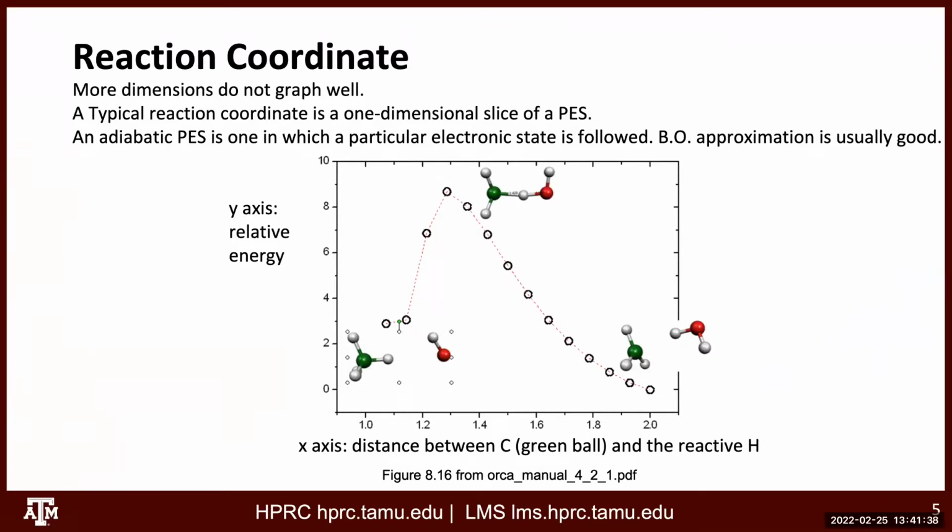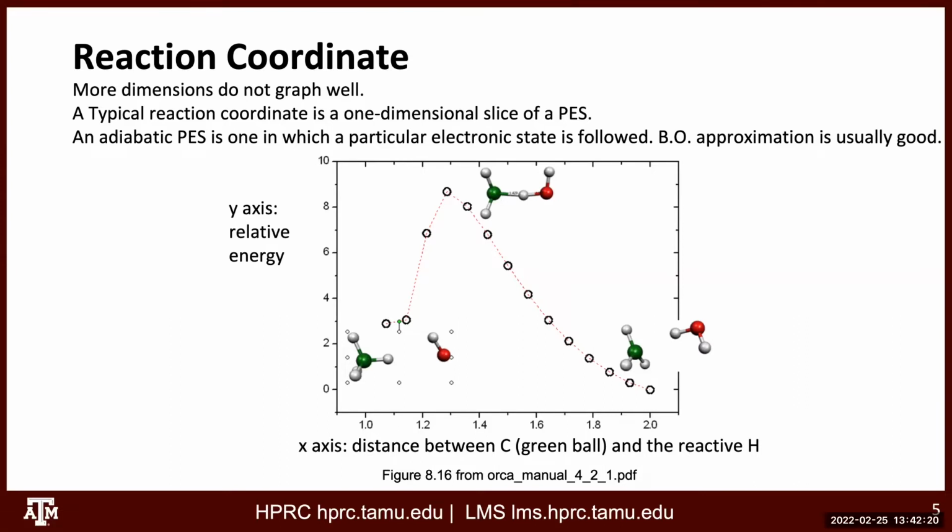But since the potential energy surface has a dimensionality of 3N minus 6, we won't be able to plot that in our real world easily. So most of the time, we would just use a slice of the potential energy surface, with the x-axis as the reaction coordinate and the y-axis as the relative energy. An adiabatic potential energy surface is one in which a particular electronic state is followed.